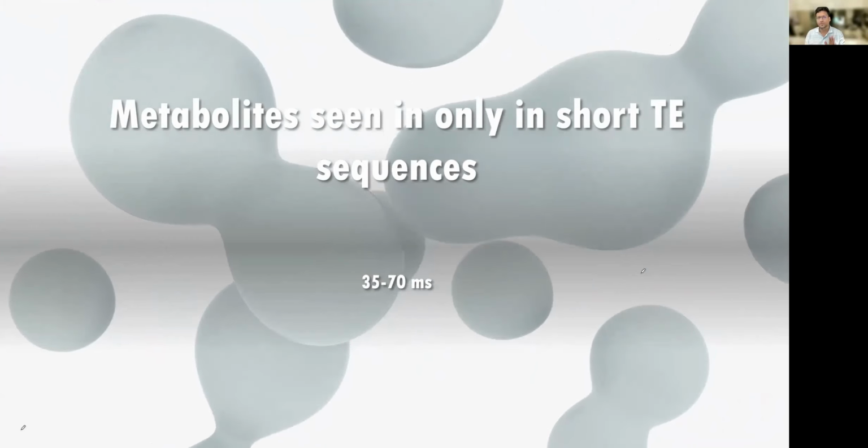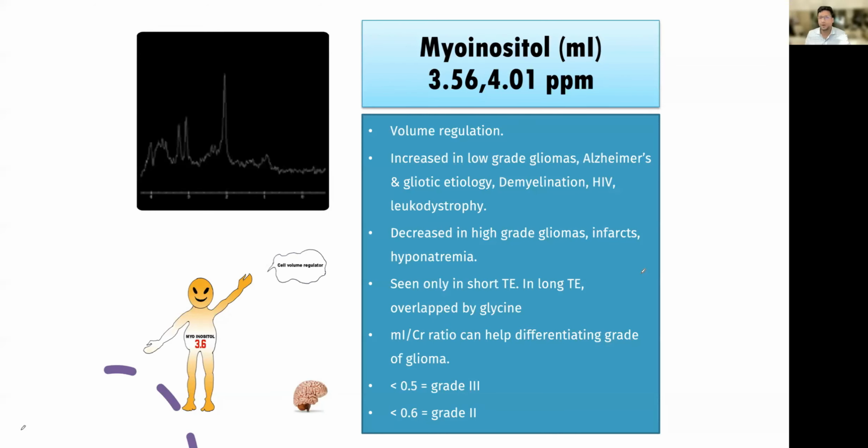But if you want to see, for example, a proper myoinositol peak, see, myoinositol actually helps you in grading the gliomas. The ratio is myoinositol to creatinine ratio. Generally, I don't follow this. I don't look for myoinositol in gliomas. I go back to the regular intermediate TE sequences. But if you're a real enthusiast, if you have time on your side, run a short TE again and look for the myoinositol.